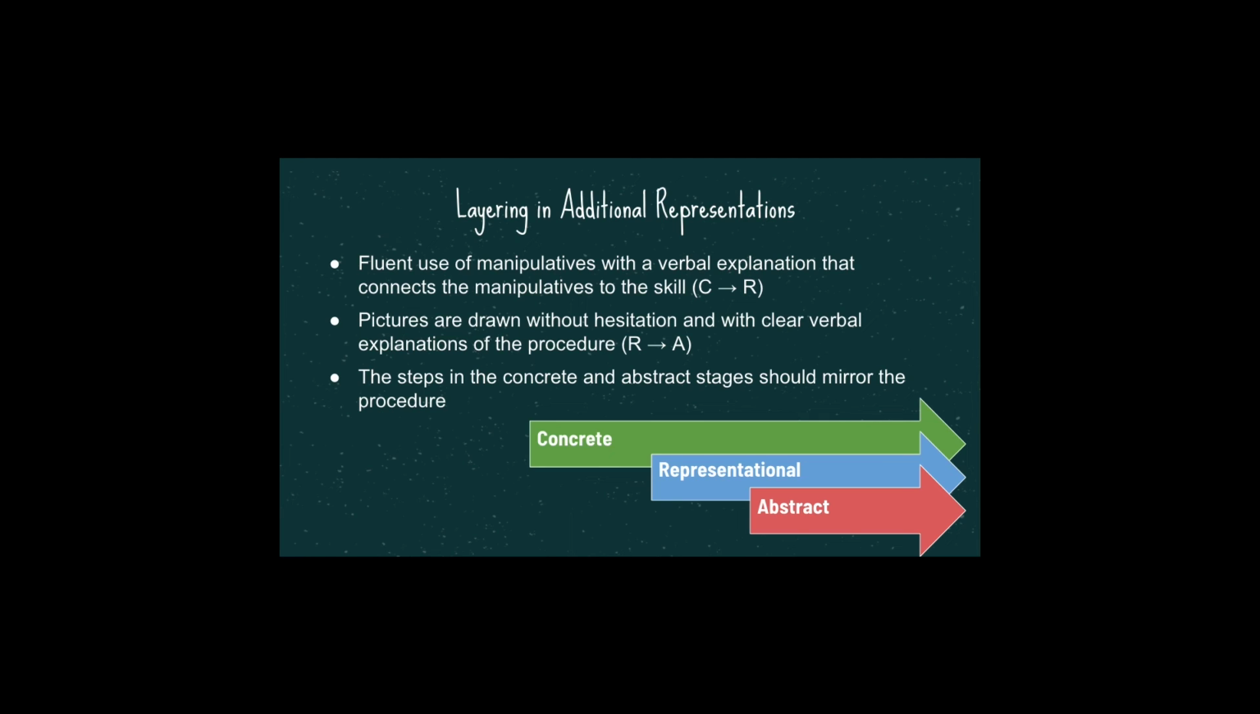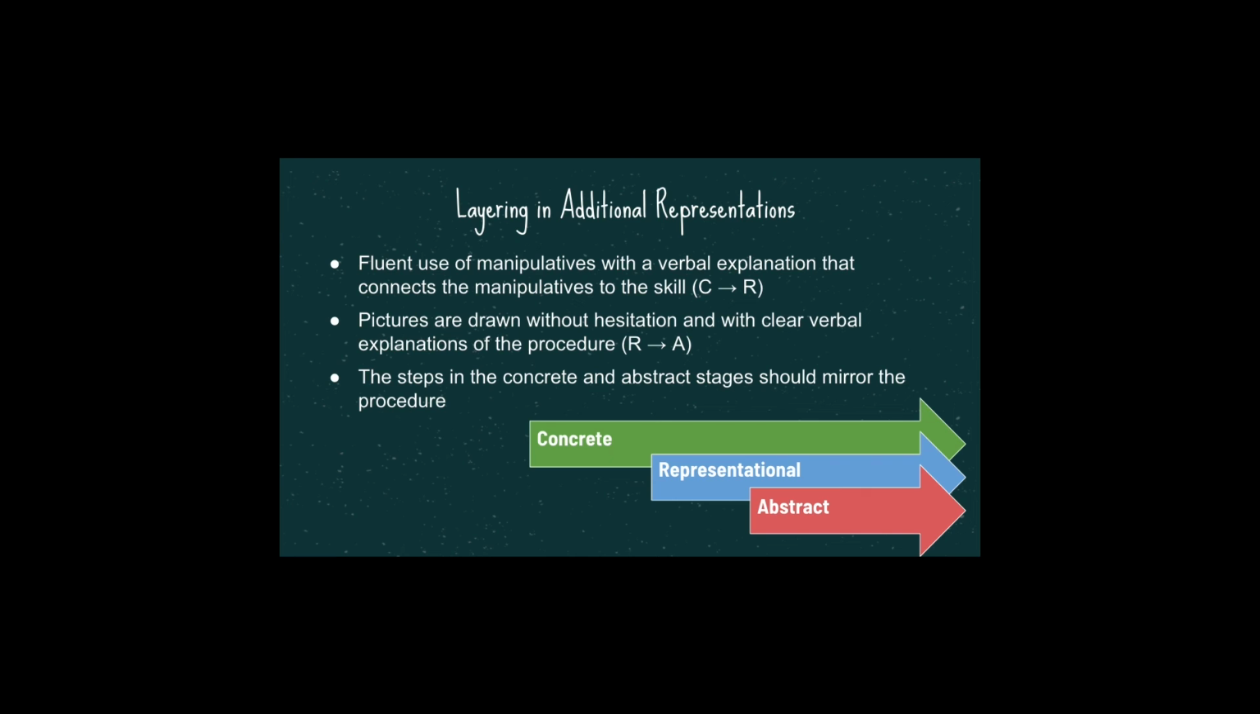Similarly, they can draw a picture fluently. Okay, I know what picture I'm going to draw without getting confused or stumbling on the picture, and they can explain how their picture is related to the problem or the procedure that you're teaching them, you know, the algorithm that you want them to use. Then they're ready to start decreasing their reliance on the picture and move more closely and firmly into the abstract phase.